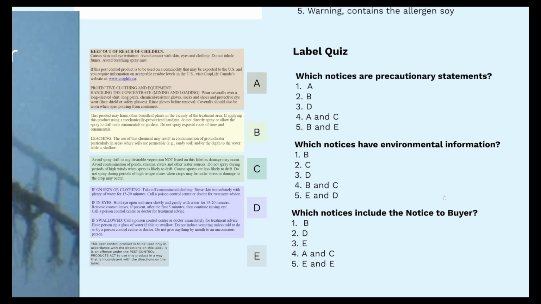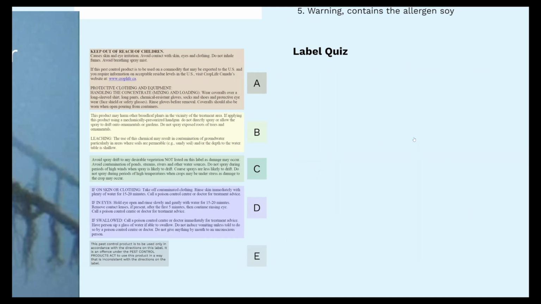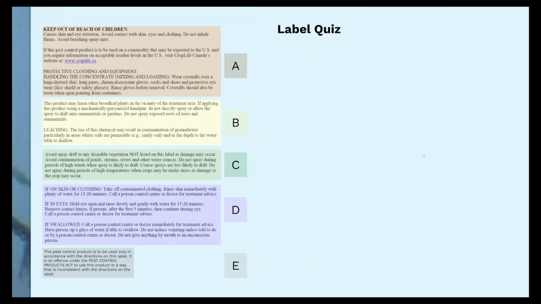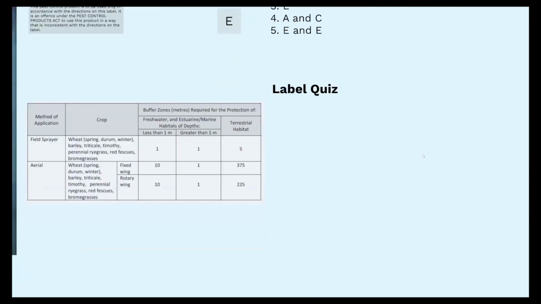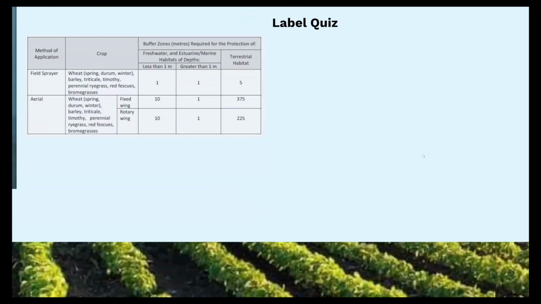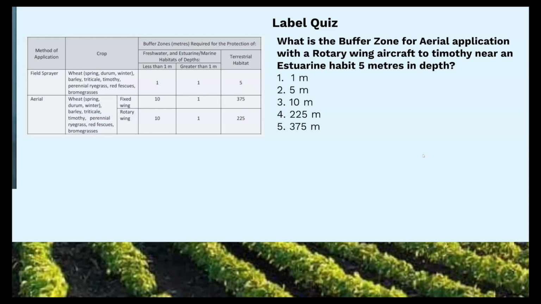Losing my ability to go forward. There we go. Okay, and then this last one has the method of application, field sprayer or aerial, and there are buffer zone questions on this one. So the first question is, what is the buffer zone for aerial application with a rotary wing aircraft to Timothy near an estuarine habitat that's 5 meters deep?